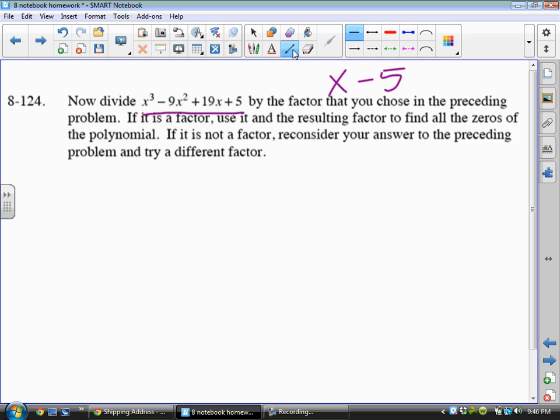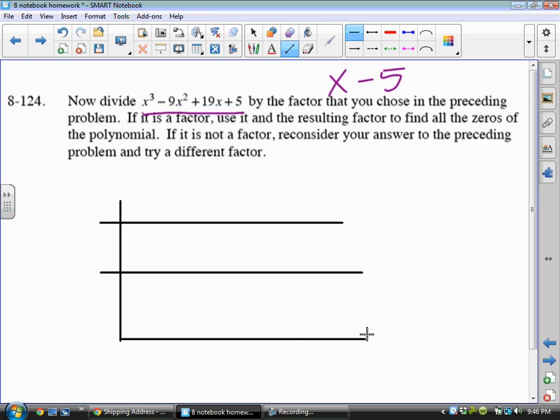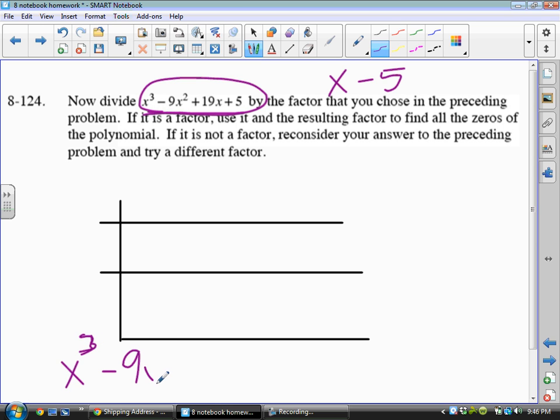So I'm going to set up my little grid here. Okay, and in the bottom I'm going to have this number written out, x to the third minus 9x squared plus 19x plus 5. And I'm going to write in this other grid, in these spots, this factor, so x minus 5.